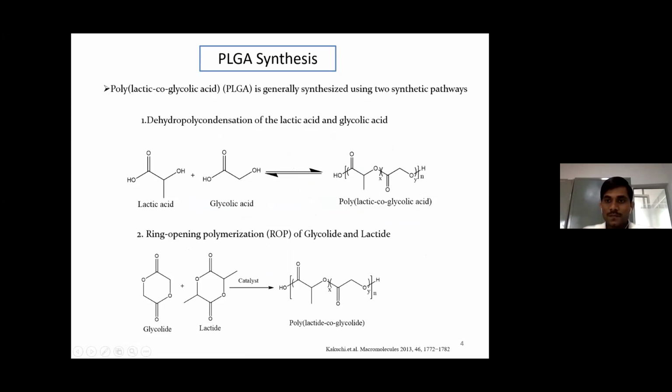PLGA is the most successfully developed polymer in drug delivery and tissue engineering applications. This polymer is synthesized using two synthetic pathways. In dehydropolycondensation, the hydroxy group of lactic acid undergoes condensation reaction with the carboxylic group of the glycolic acid and results in the formation of PLGA and water as a byproduct.